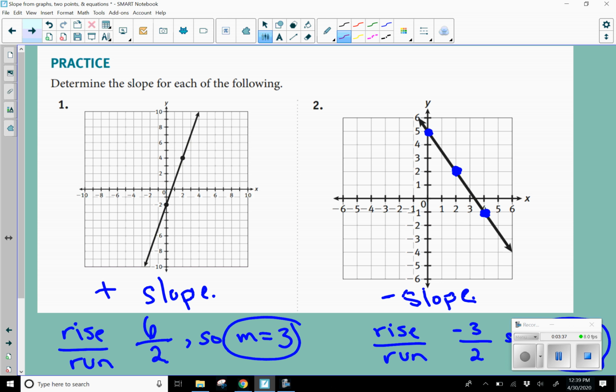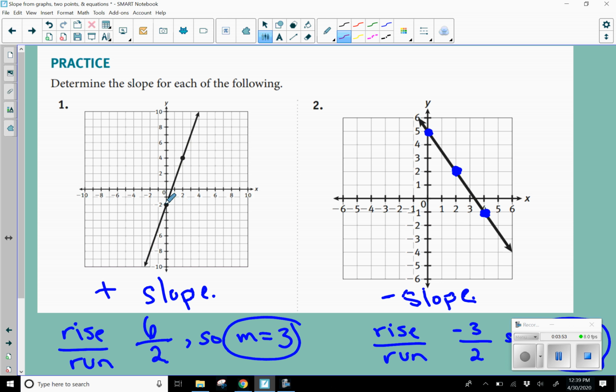Okay, so let's take a look at a few examples. Here the points are given to you. They gave us a point right here, and they also gave us a point right up here. So it's a positive slope. I can tell that right away because I can see that going left to right, my line is increasing, so my slope should be a positive number.